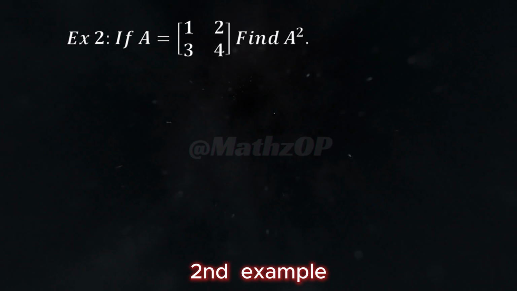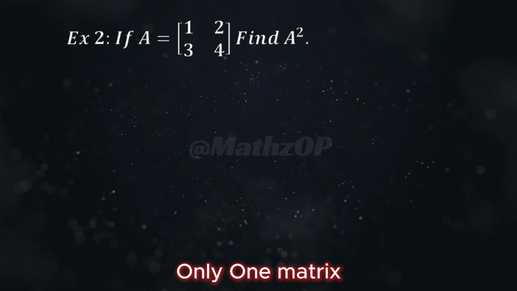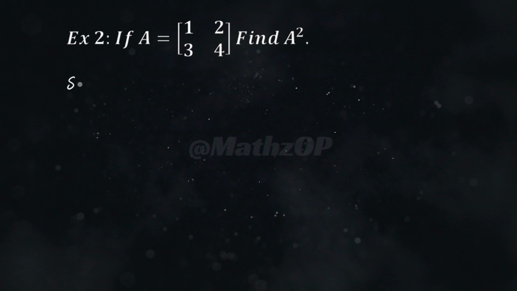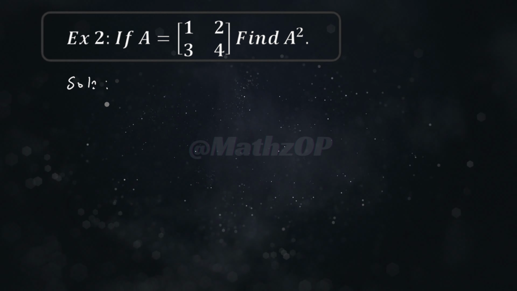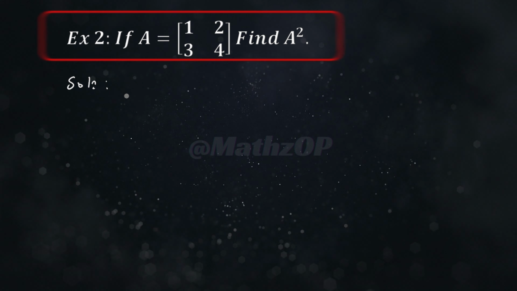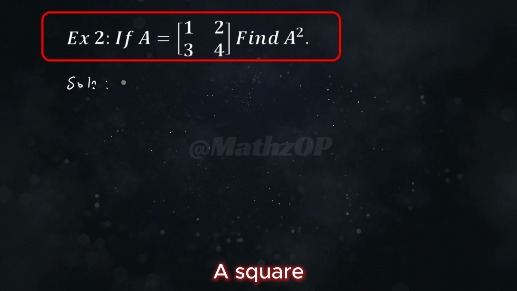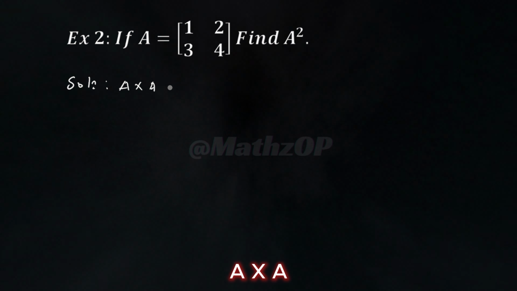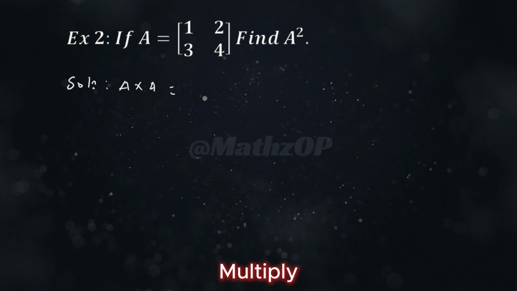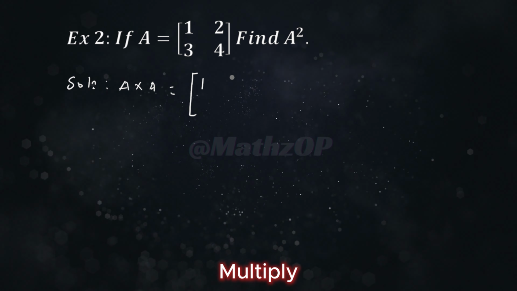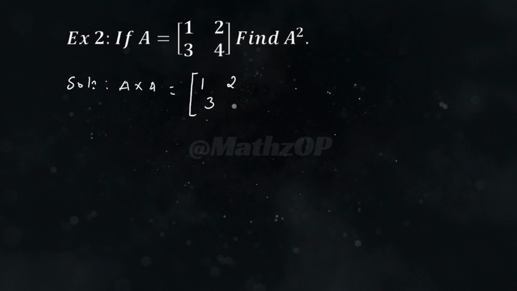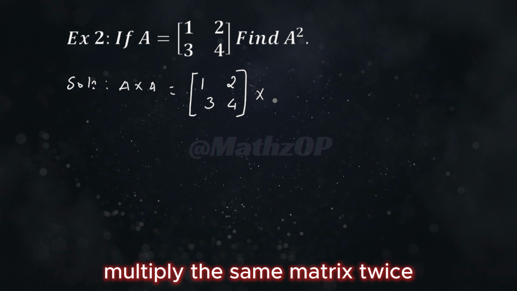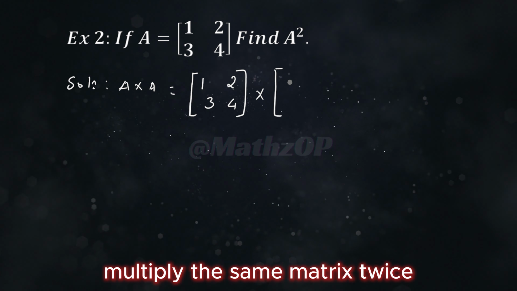Let us see a second example. When you are given only one matrix and you are asked to find the square, the solution is, for the given matrix A is equal to [1, 2; 3, 4], we have to find A square. I will write A square as A into A, equal to, I will multiply now the matrices [1, 2; 3, 4] into [1, 2; 3, 4]. So when A square is given, you have to multiply the same matrix twice.